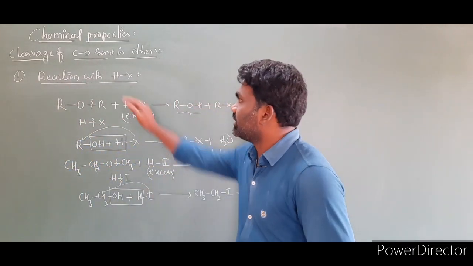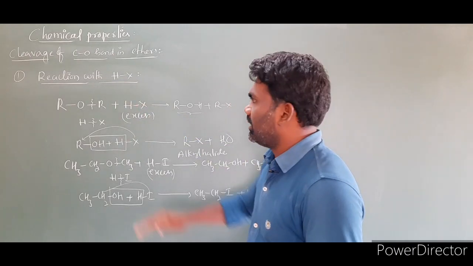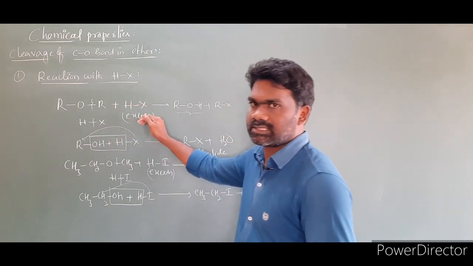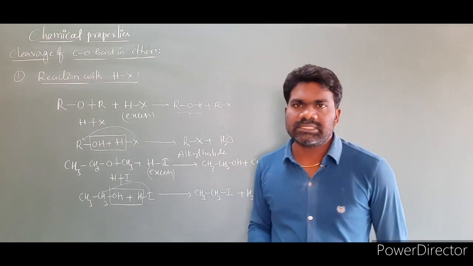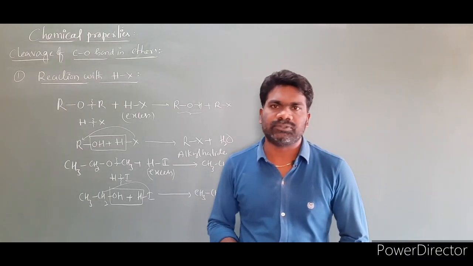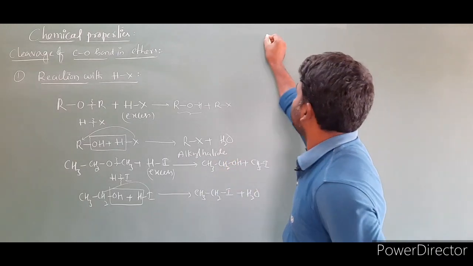So the point is, in reaction with HX, ethers react with excess HX to produce alkyl halides. Now this is the reaction with HX. We have the mechanism for it. Now let us look at the mechanism.